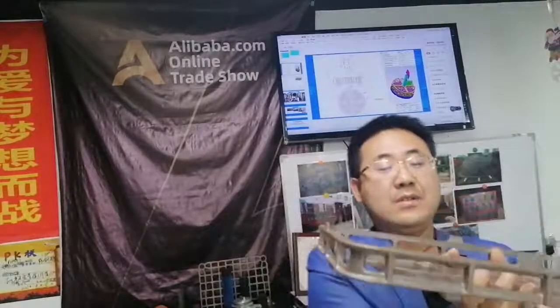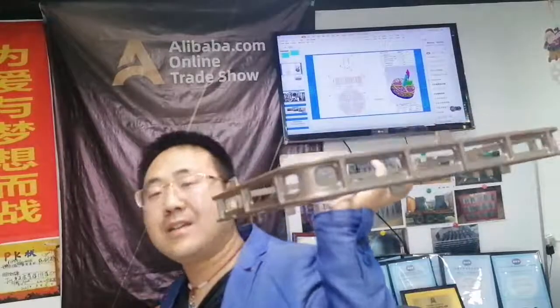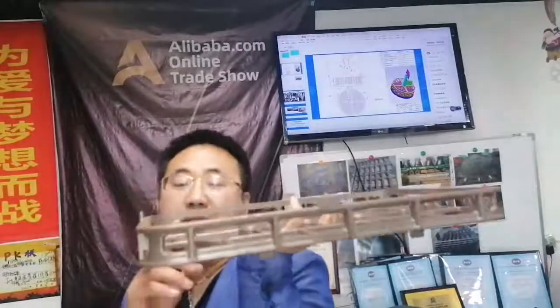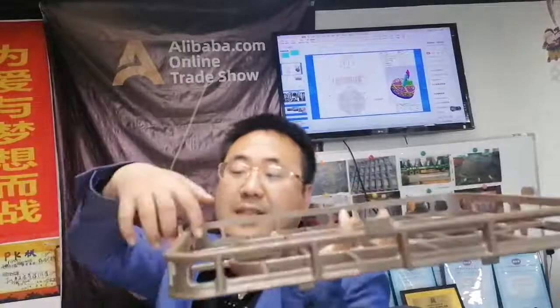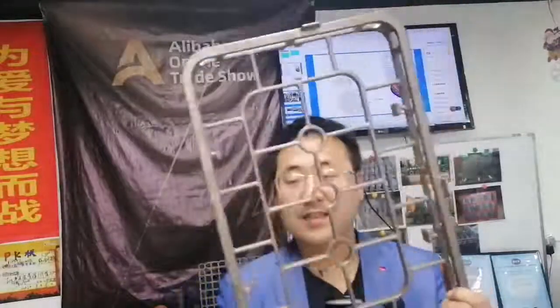And then we have some more baskets. This is a high one, and this is a very small one.